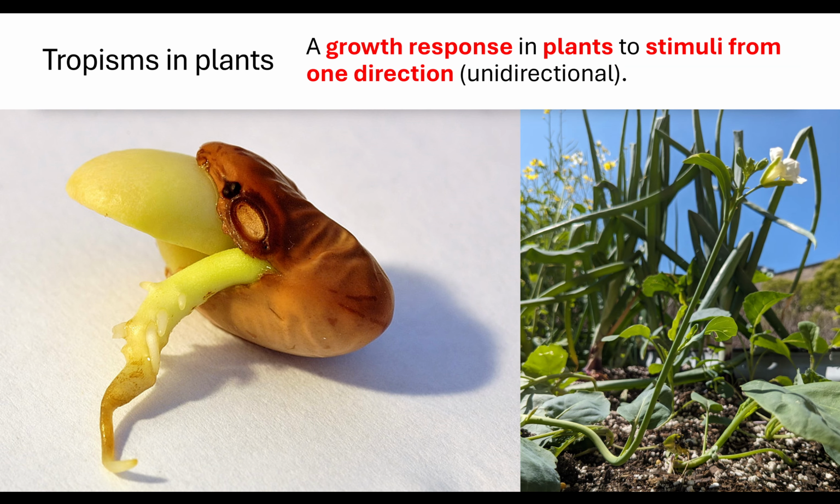So what is a tropism in a plant? Well, a tropism is a growth response that the plant does to the stimuli from the environment. Normally, this stimuli has come from one direction, so that growth response is going to go either towards or away from that stimuli. The stimuli from one direction we say is unidirectional. And there are two that you need to know: geotropism, the response to gravity, and phototropism, the response to light.